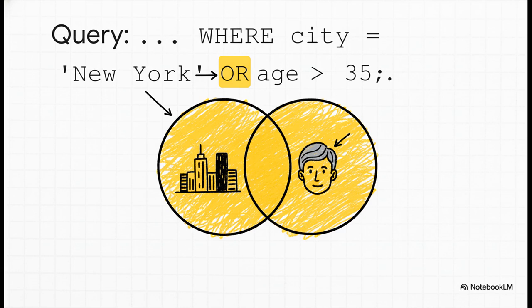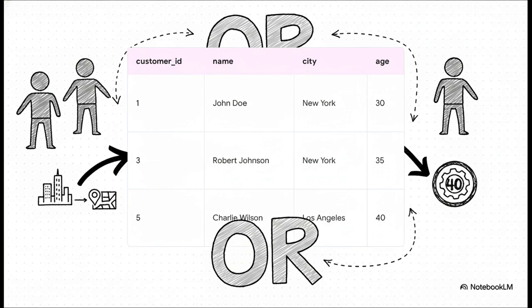Okay, so what about or? Well, or does the complete opposite. It broadens your search. It tells the database, hey, just show me anyone who matches at least one of these conditions. Here, we're looking for anyone from New York or anyone who's older than 35. And look at this. We get 3 people. Let's break it down. John Doe and Robert Johnson. They're in because they live in New York, so they match the first condition. And Charlie Wilson?